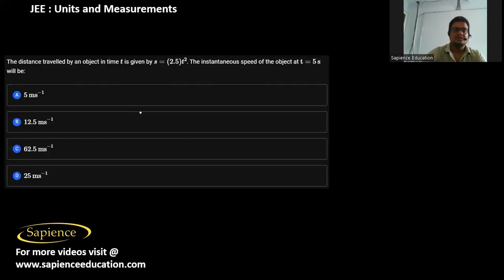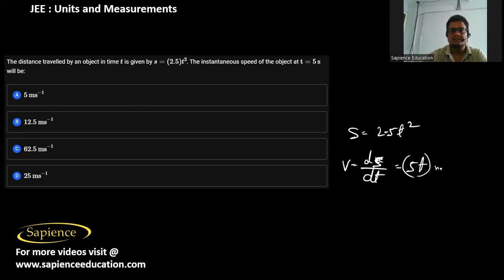Then here it is told the distance traveled by an object in time t is given as s equal to 2.5 t square. The instantaneous speed of the particle at t equal to 5 seconds will be, so the instantaneous speed will be ds by dt. So that will be equal to 2 into 2.5, that is 5t meter per second. And at t equal to 5 seconds, v will be 5 into 5, that is 25 meter per second. So option D is the correct answer.